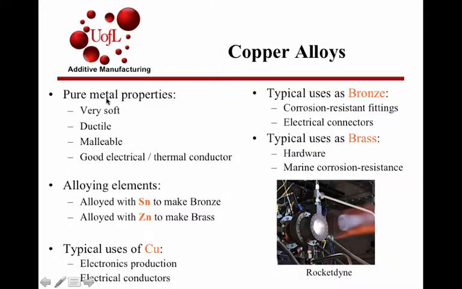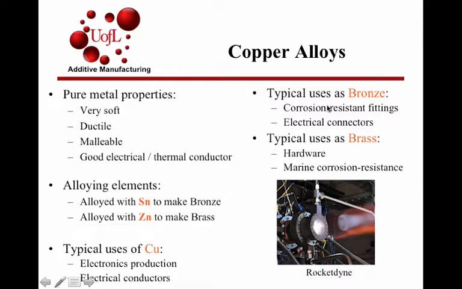Copper alloys can be easily processed into a number of shapes by traditional methods, including casting. They're ductile, they're malleable, they can be formed into different shapes. Characteristic properties for use include electrical and thermal conductivity. If you add tin to copper, you make a bronze. If you add zinc, you make a brass.